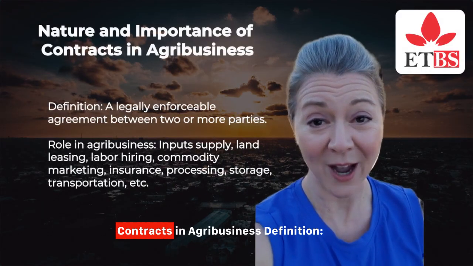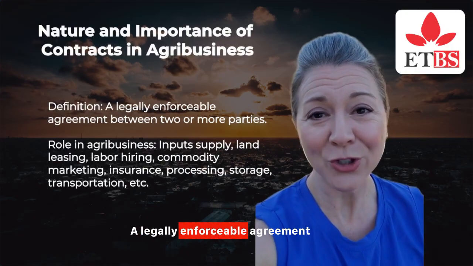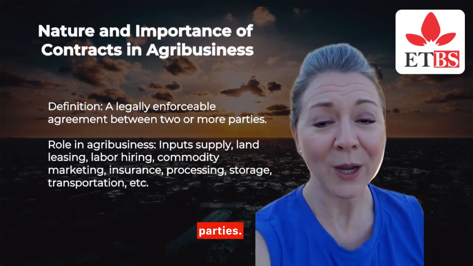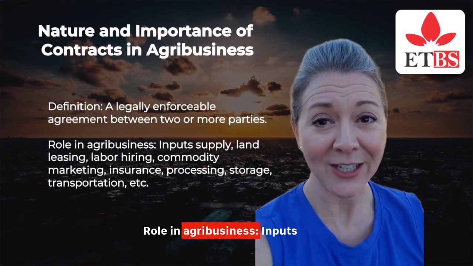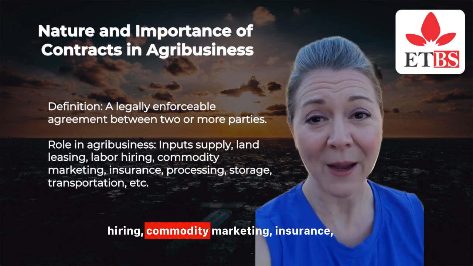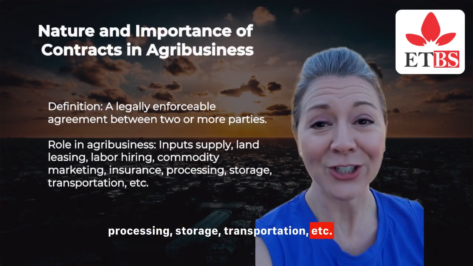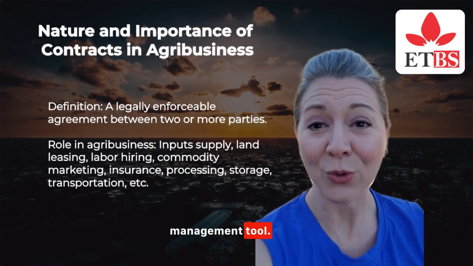Nature and importance of contracts in agribusiness. Definition: a legally enforceable agreement between two or more parties. Role in agribusiness: input supply, land leasing, labor hiring, commodity marketing, insurance, processing, storage, transportation, etc. Contract as a risk management tool.